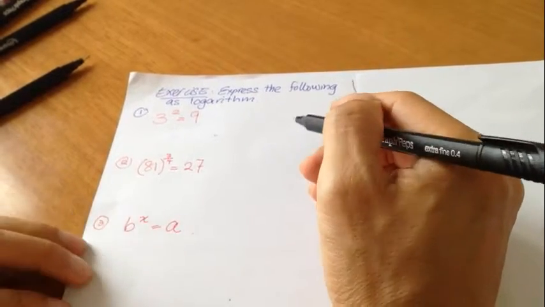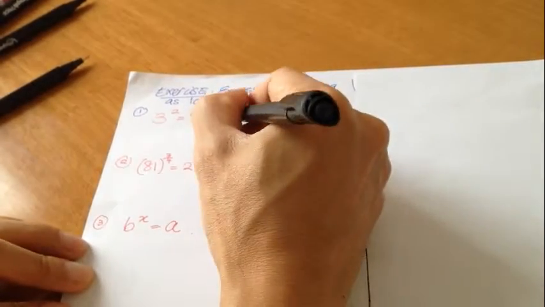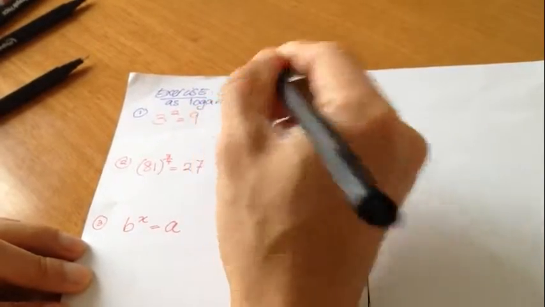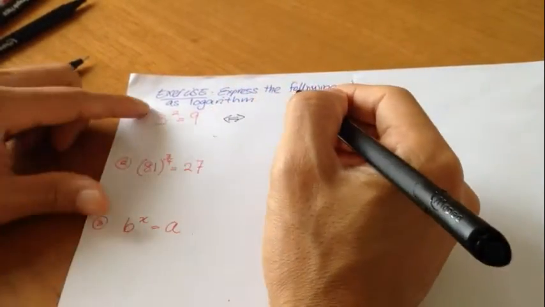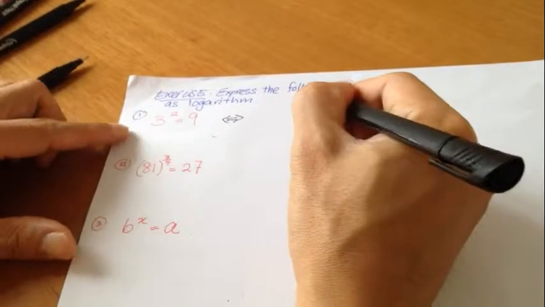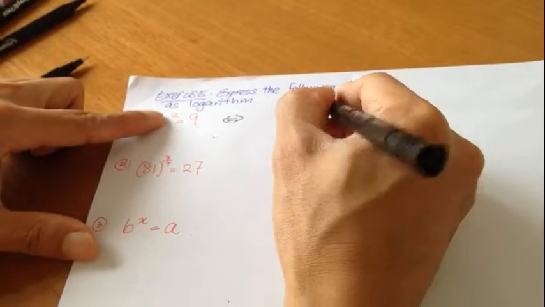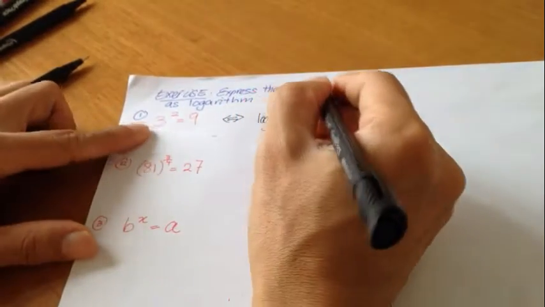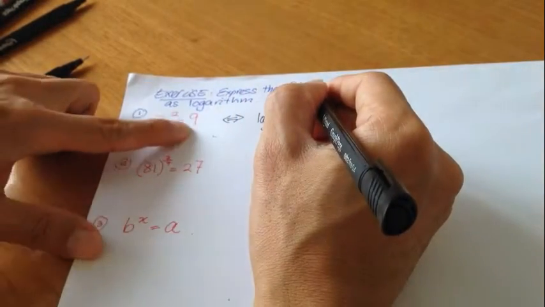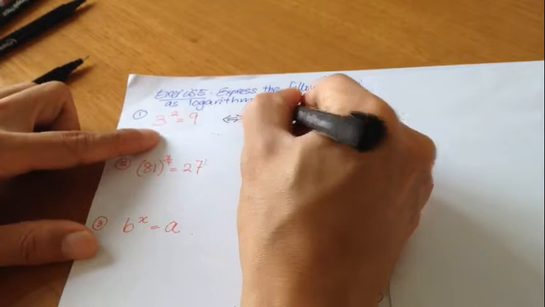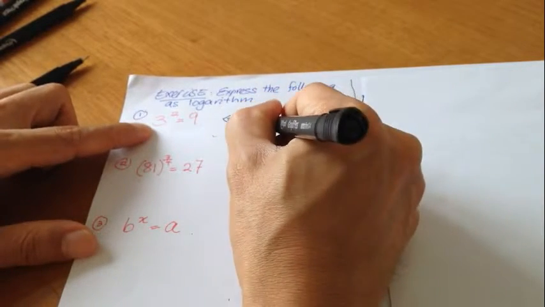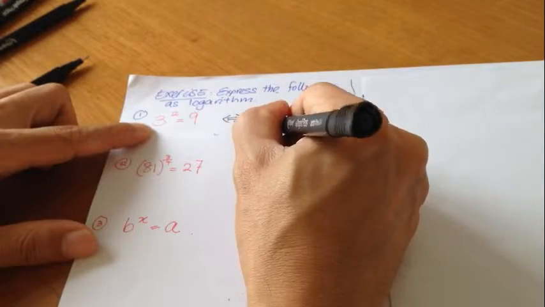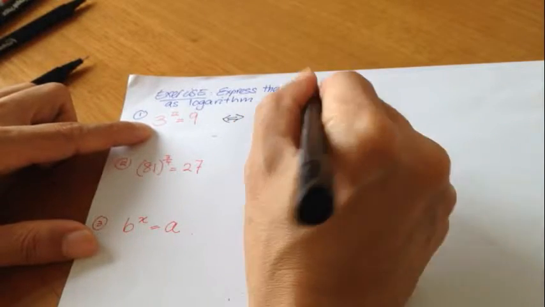Welcome back. Let's consider this question. The equivalent statement for this one is 3 squared equal to 9. So remember that the answer in logarithm is the index, so it's 2. So logarithm, and then the base here is 3, and here is 9, so it's logarithm 9 base 3. So the base is always put at the bottom, and the answer is always the index.